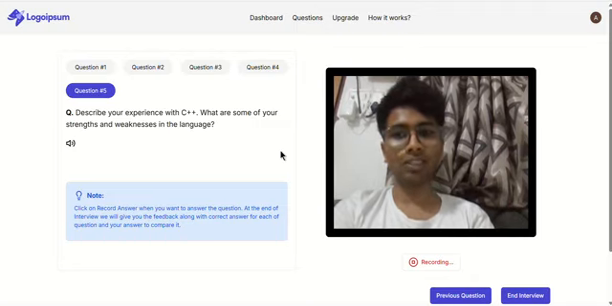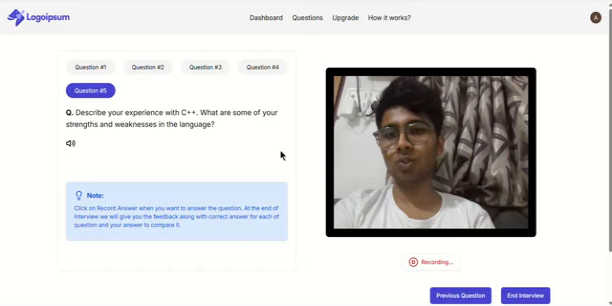And as for strengths, I have very deep knowledge about STLs, and one of the weaknesses in my knowledge is that I don't know low level design in the particular language. So that was my experience with C++.